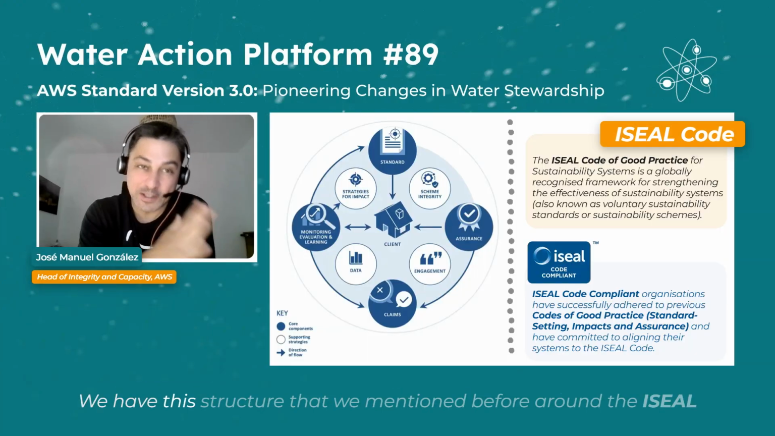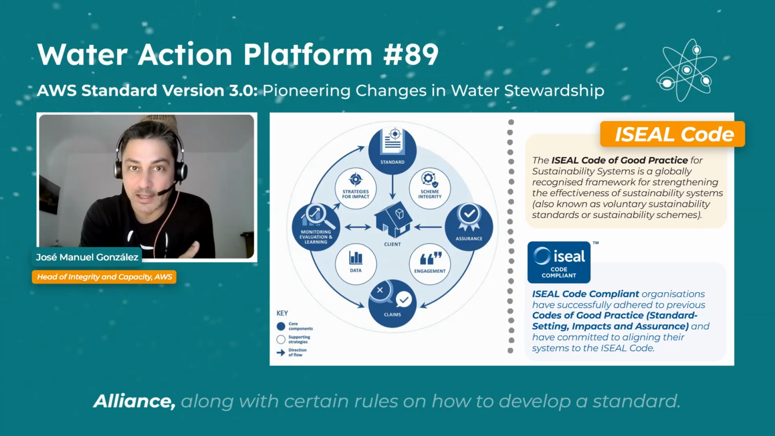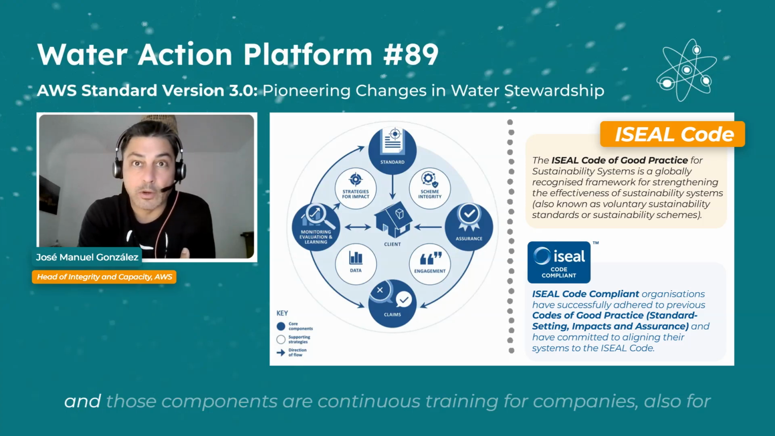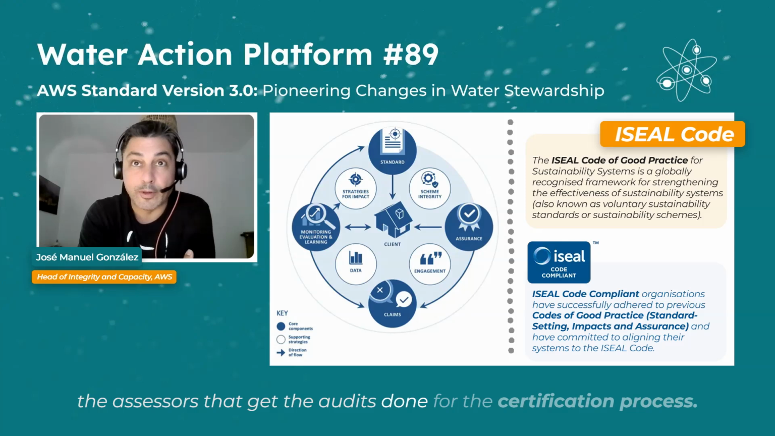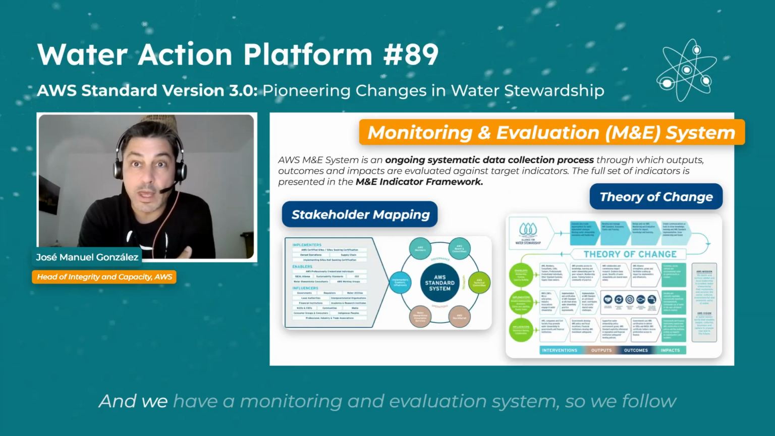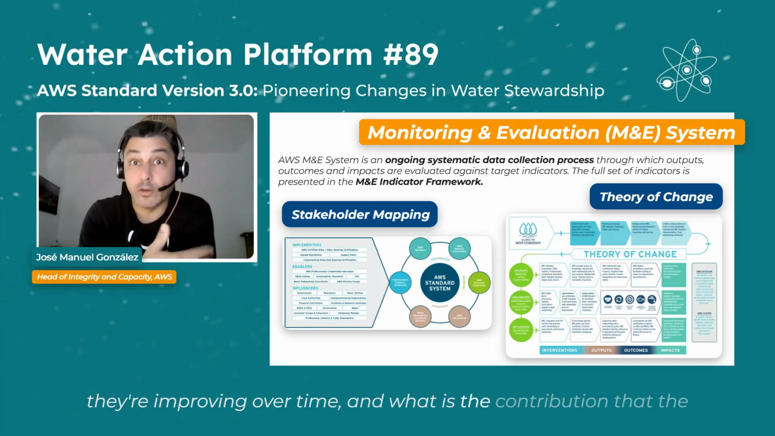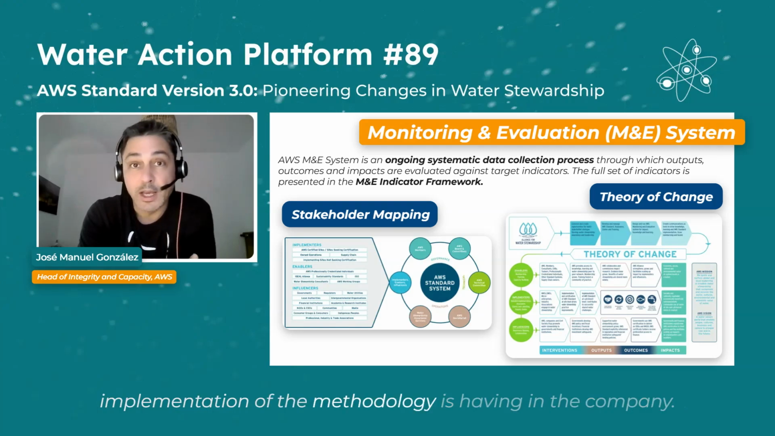Excellent. Last question. How will you know it's been successful? How will you know that the changes you've made have delivered the improvements you're hoping for? That's a good question. We have this structure that we mentioned before around the ISEAL Alliance, along with certain rules on how to develop a standard. We have in parallel other components of the good practices code, and those components are continuous training for companies, and also for the assessors who do the audits for the certification process. And we have a monitoring and evaluation system. So we follow up on the sites, what baseline they're considering, how they're improving over time, and what contribution the implementation of the methodology is having in the company.